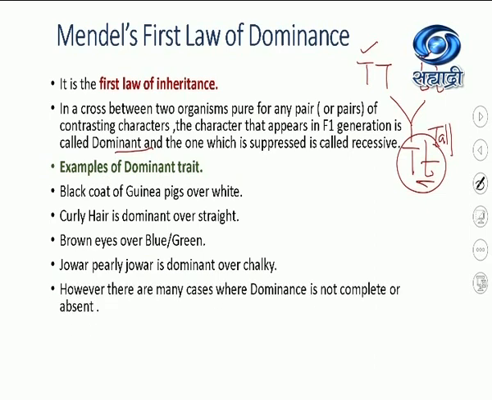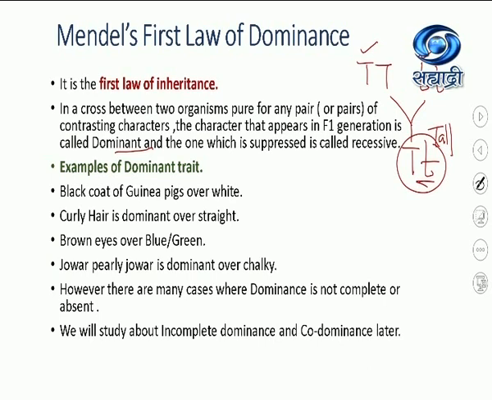However, there are many cases where dominance is not complete or it is absent. Up till now, what did we see? We saw that when two parents with pairs of contrasting characters are crossed with each other, one character expresses itself in the F1 generation, that character is the dominant character. The character that suppresses itself in the F1 generation and will express only in the F2 generation, if it is in homozygous condition, we call it a recessive character. But this law of dominance is not true everywhere. There are many cases where dominance is not complete or it is absent. We will study this in incomplete dominance and co-dominance, which is a part of post-Mendelism afterwards.